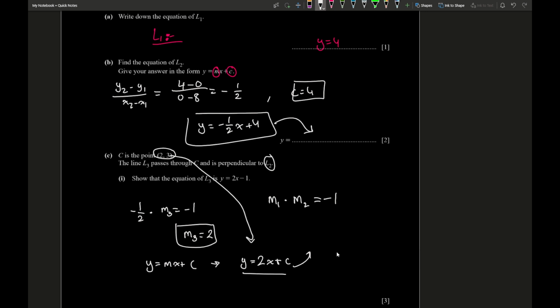Okay. So when y is equal to 3 and when x is equal to 2, 3 is equal to 2 times x, which is 2, plus c. And you'll end up with c being equal to negative 1. Therefore, L3 is given by y is equal to 2x minus 1. Okay?